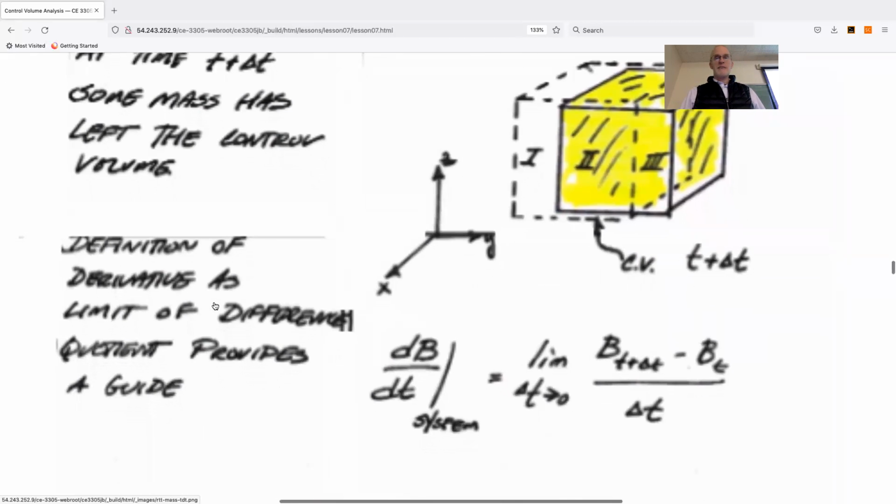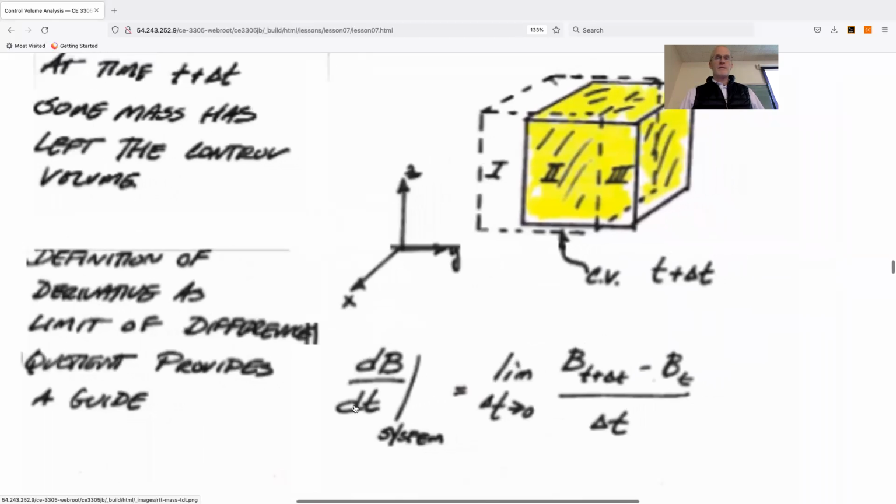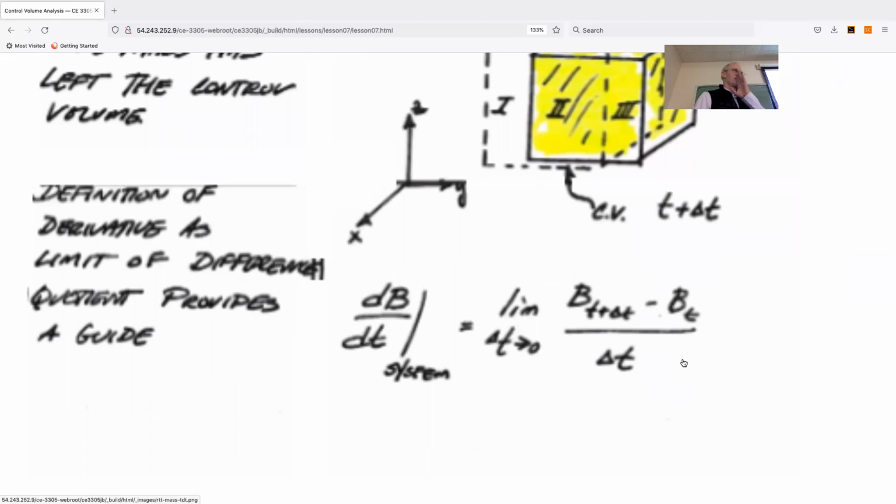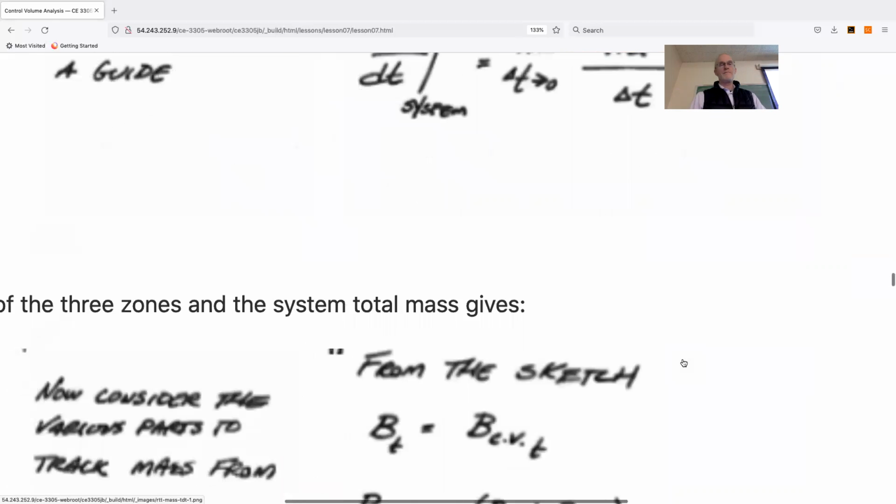So let's examine that in terms of the property of the system. The change in capital B with respect to time of the system, if we went back to our calculus stuff, would be the limit as delta t goes to 0 of the amount of B at time t plus delta t minus the amount of B at time t, divided by delta t. Since it's mass, it's all going to come out to 0.